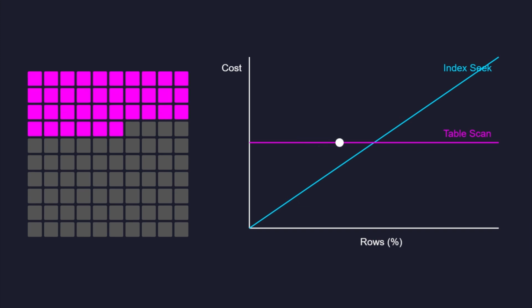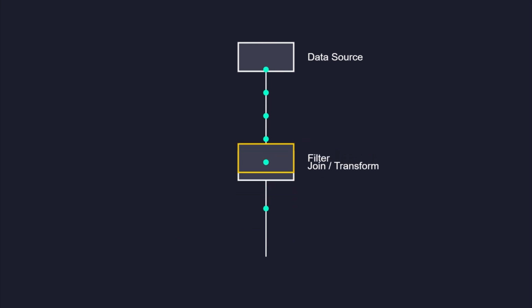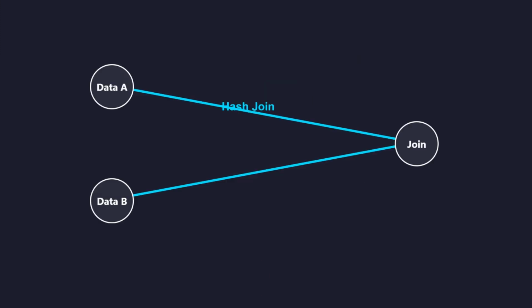The tipping point is the threshold where the optimizer decides a table scan is cheaper than an index seek followed by lookups. This usually happens when a query retrieves more than a few percent of the total rows in a table. Predicate pushdown moves filters as close to the data source as possible. By filtering rows early in the execution plan, the engine reduces the amount of data that must be passed through subsequent joins and transformations.